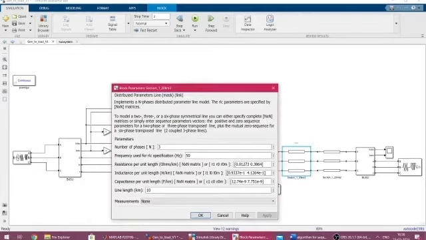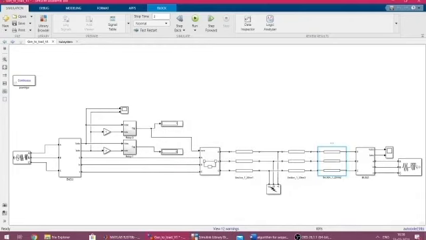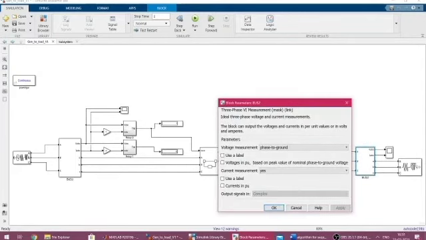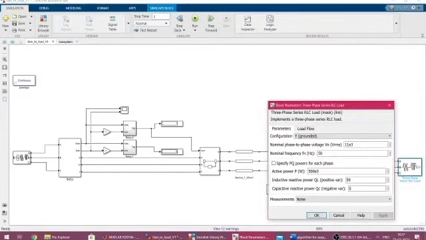Similarly, for section number 2, again another distributed parameter block, where the number of phases, frequency, and so on are kept the same. The line length here is also 10 kilometers. For the third section we have taken the same parameters as the previous, and only the line length is 20 kilometers. This is how we have represented the transmission line. Again we have bus number 2, which is represented by a three-phase voltage current measurement block. Finally, the load is represented by a three-phase series RLC load, where we have specified the phase-to-phase voltage, nominal frequency, active power, inductive reactive power, and capacitive reactive power.